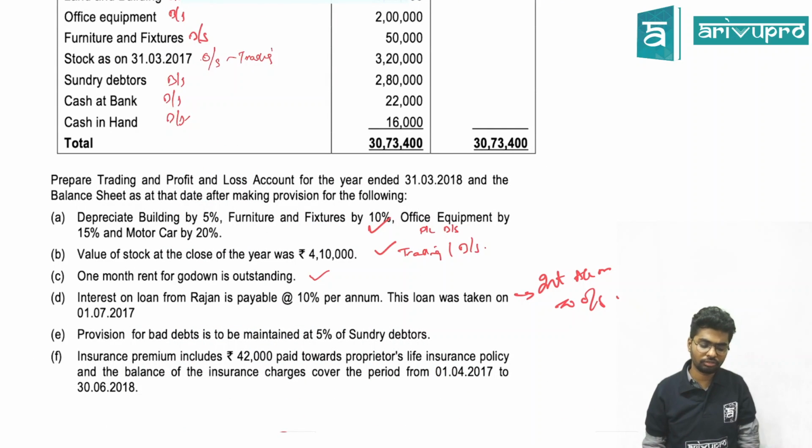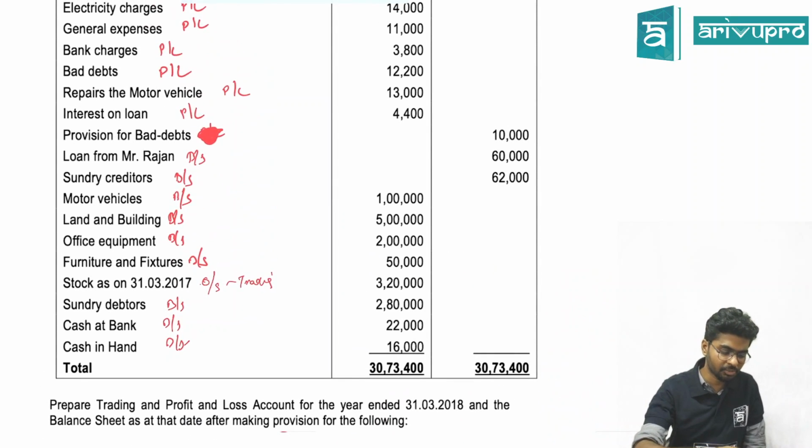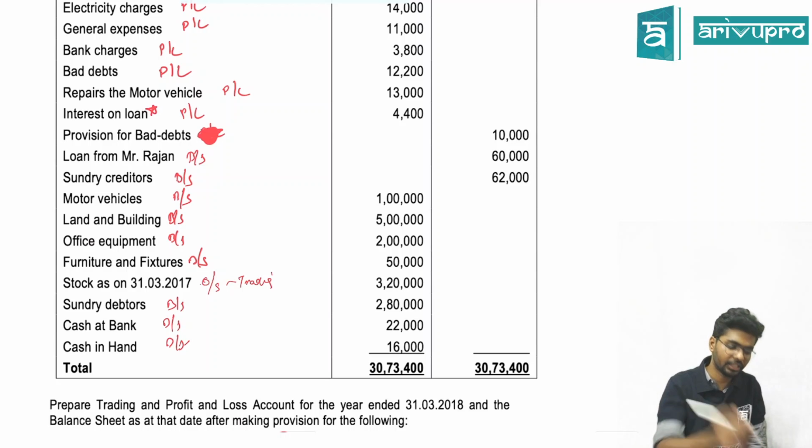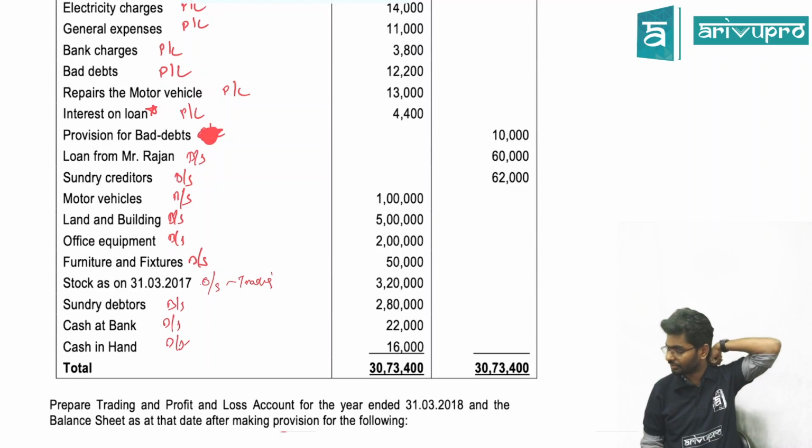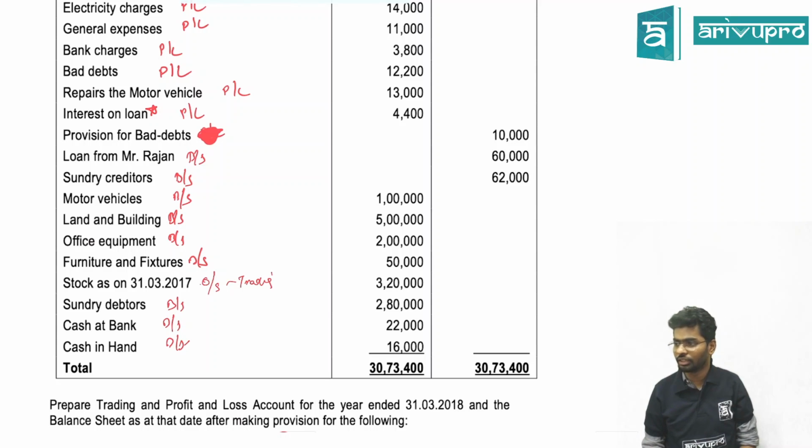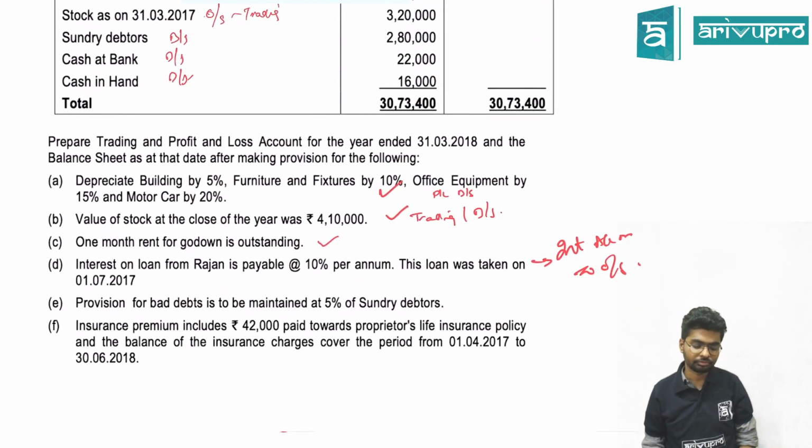Next one, interest on loan. Interest on loan, P&L account. Is some interest on loan already available? That means I know I have to make some adjustment towards my interest on loan. I'll put a star there. Done. Next one, provision for bad debts. Anyway, I've put a big star.